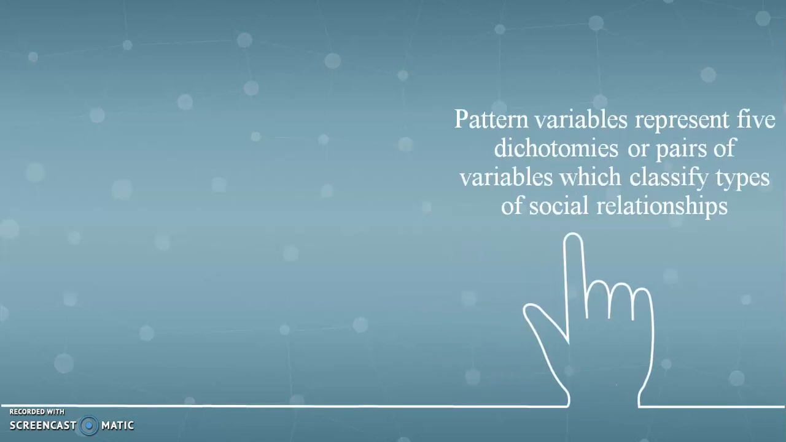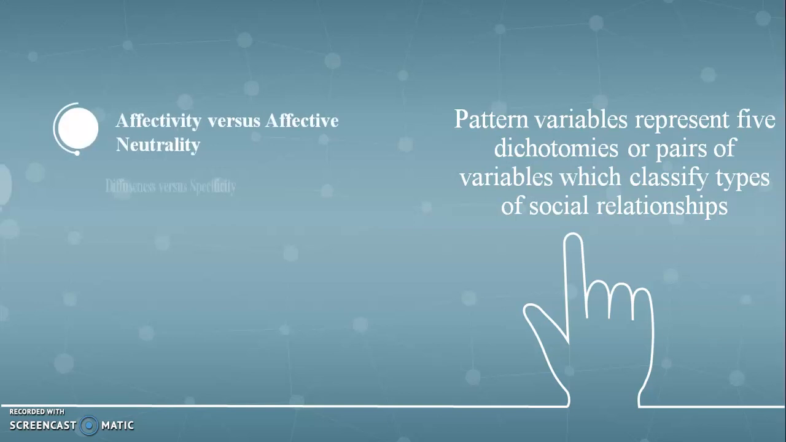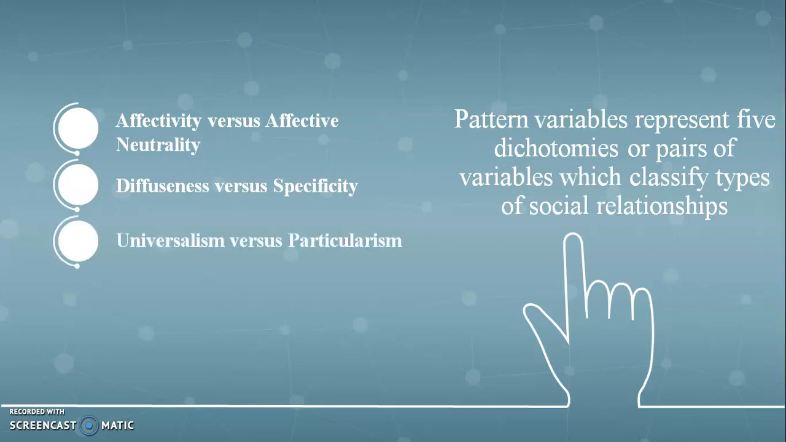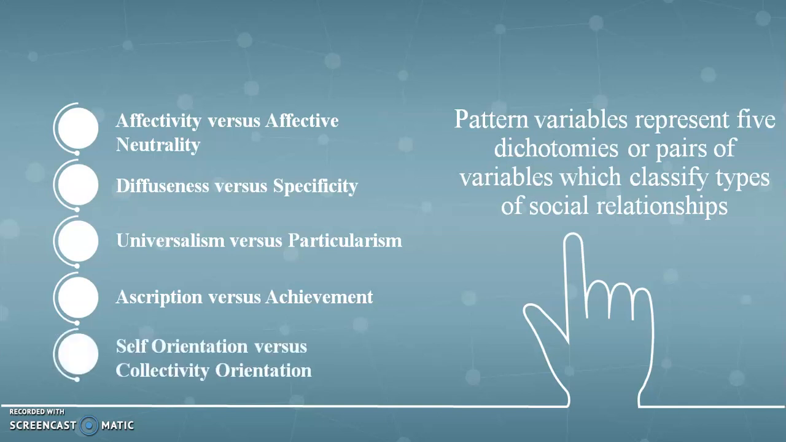Pattern variables represent 5 dichotomies or pairs of variables which classify types of social relationship. The 5 dichotomies are affectivity versus affective neutrality, diffuseness versus specificity, universalism versus particularism, ascription versus achievement, self-orientation versus collectivity orientation. Here you can see that each pattern variable provides two mutually exclusive alternatives. For example, the alternative of affectivity is affective neutrality. The alternative of universalism is particularism.